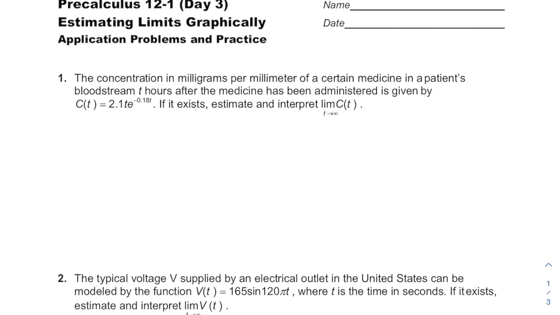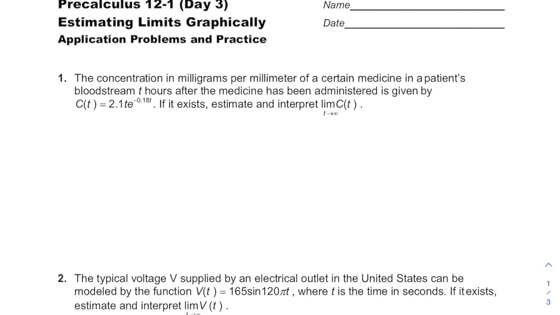Number 1 says this: the concentration in milligrams per milliliter of a certain medicine in a patient's bloodstream t hours after the medicine is given is given by C of t equals 2.1 t times e to the negative 0.18 t. That function, if we plug in a specific time, will give us a concentration. It's saying, if it exists, estimate and interpret the limit as t goes to infinity of this concentration function.